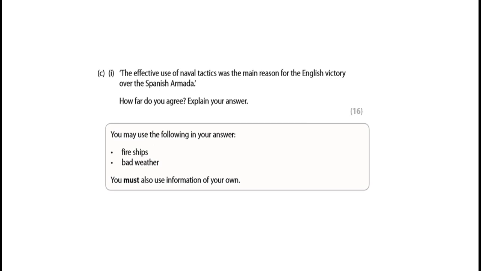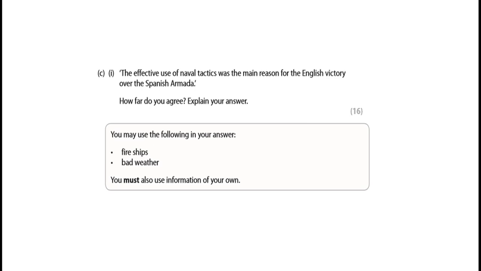So we have here: the effective use of naval tactics was the main reason for English victory over the Spanish Armada. How far do you agree? And in the bullet points, which are to give you some assistance, you've got fire ships, so that obviously refers to some of the naval tactics that the English used, but it also says bad weather, and obviously that's to do with luck and circumstance and not a particular tactic that the English used.